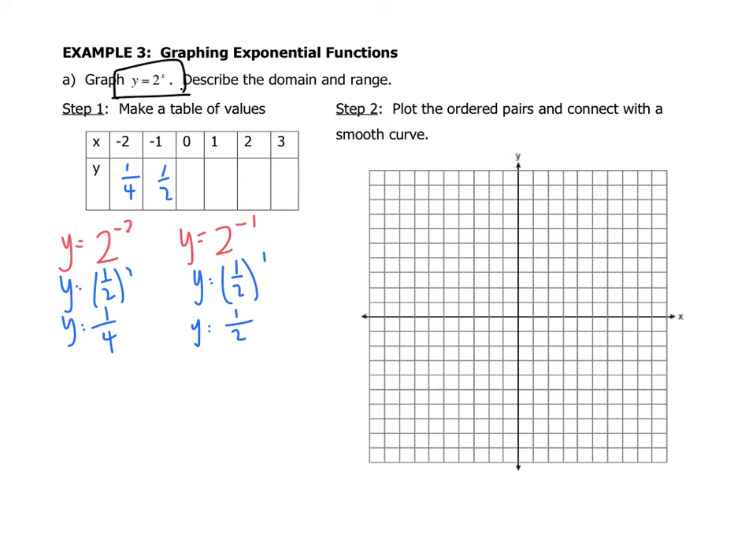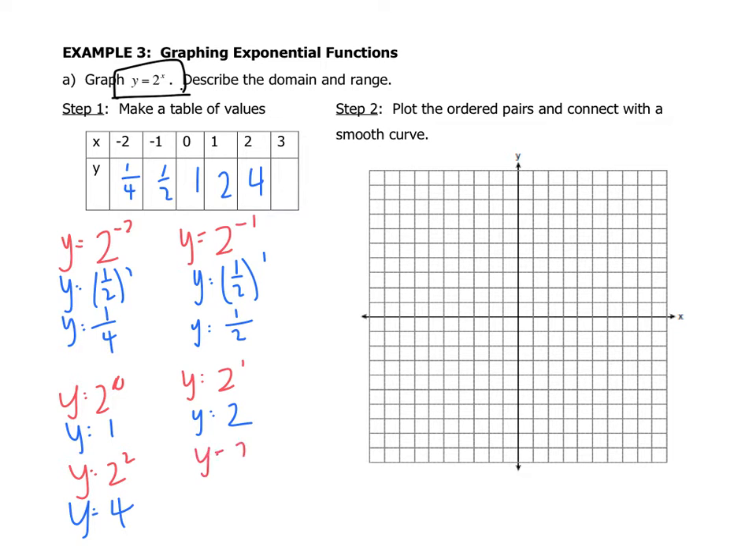So now let's move on to the 0. Well, anything to the 0 power is 1. So that's 1. And the next three should be pretty straightforward for you. That's 2. That's 4. And the next one is 8.